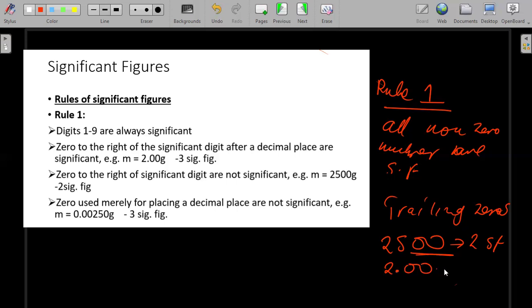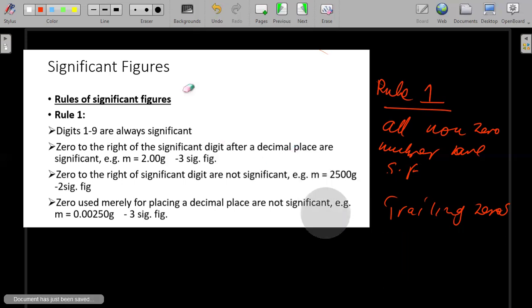Since there's a decimal point, and these, yes, are trailing zeros, but they come after a decimal point, so these guys are going to be significant. So in this case, we are going to have three significant figures. Okay, so that's it with trailing zeros. If they are trailing zeros and there's no decimal point, they are not going to be significant. If there's a decimal point, then they are going to be significant. So that's what you need to know about trailing zeros.